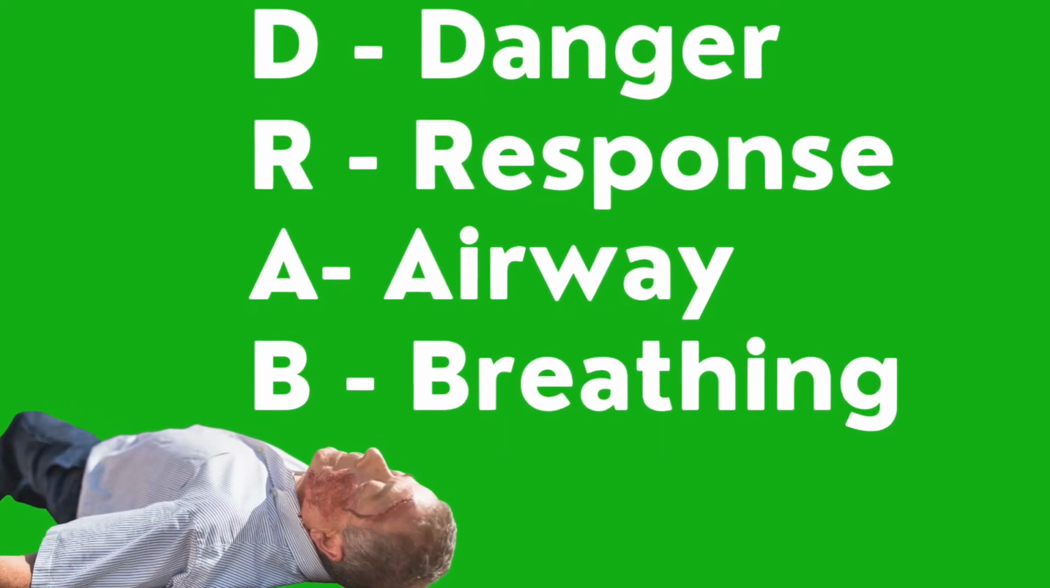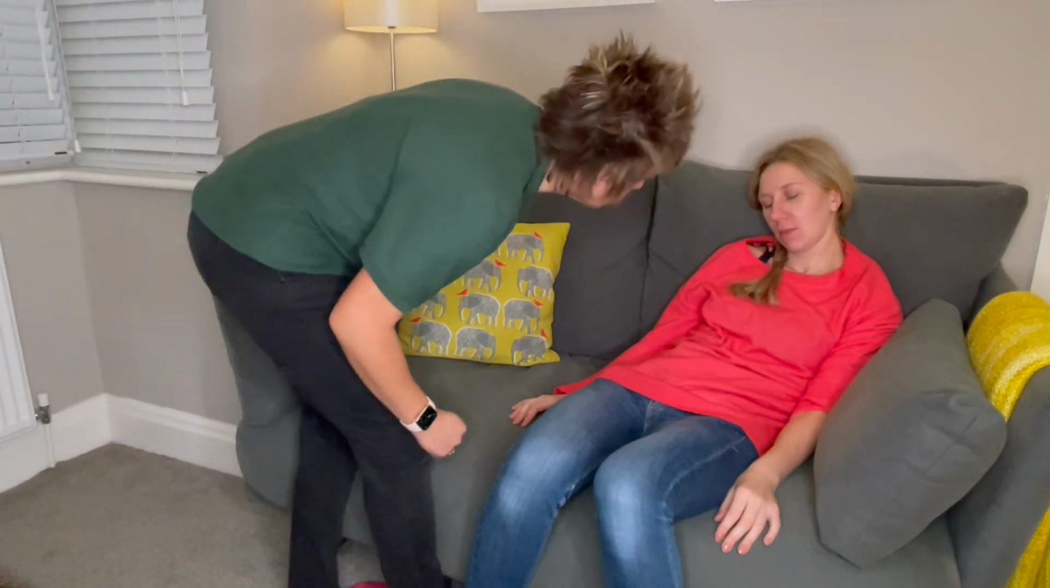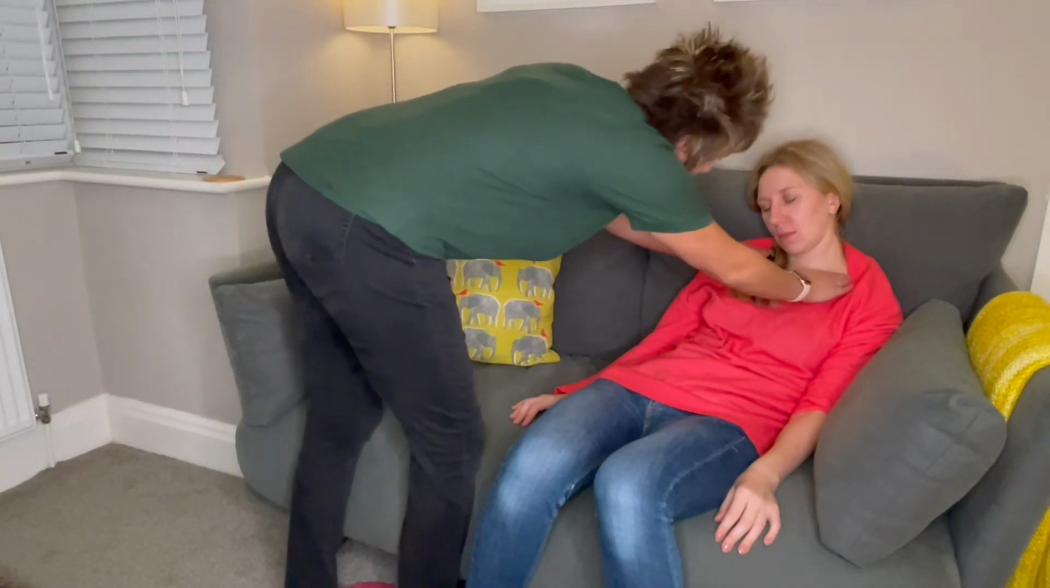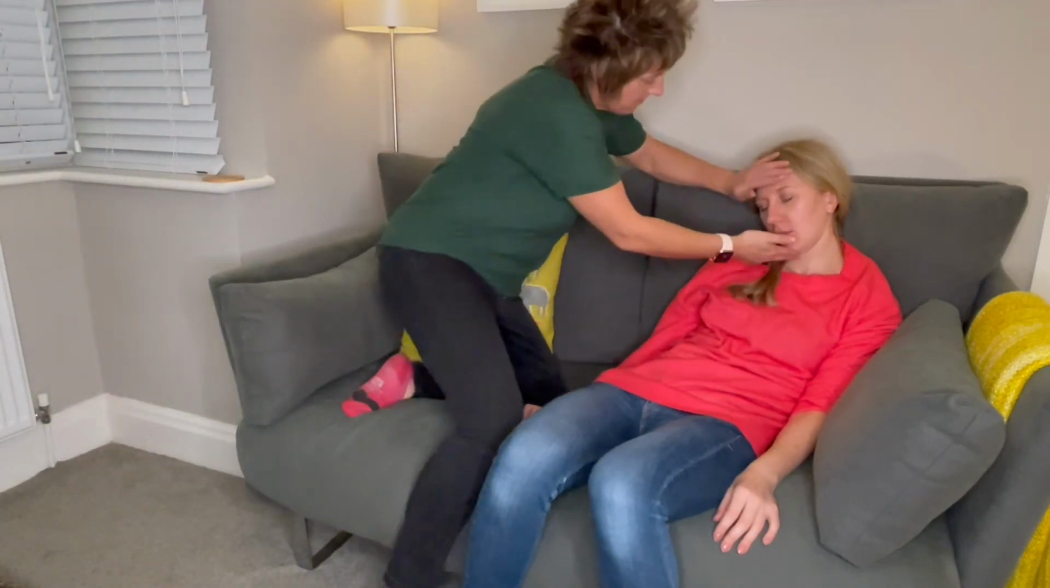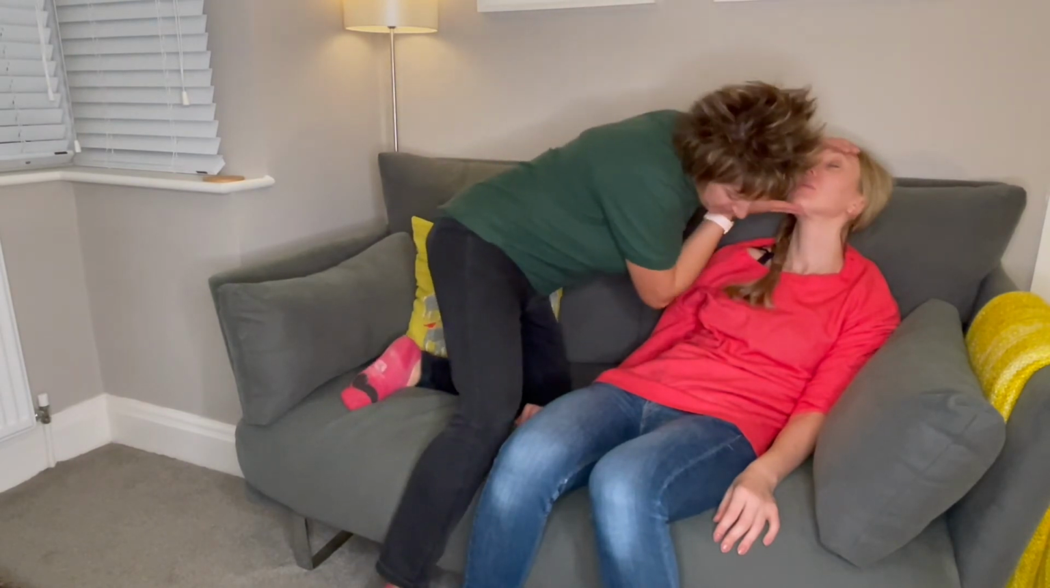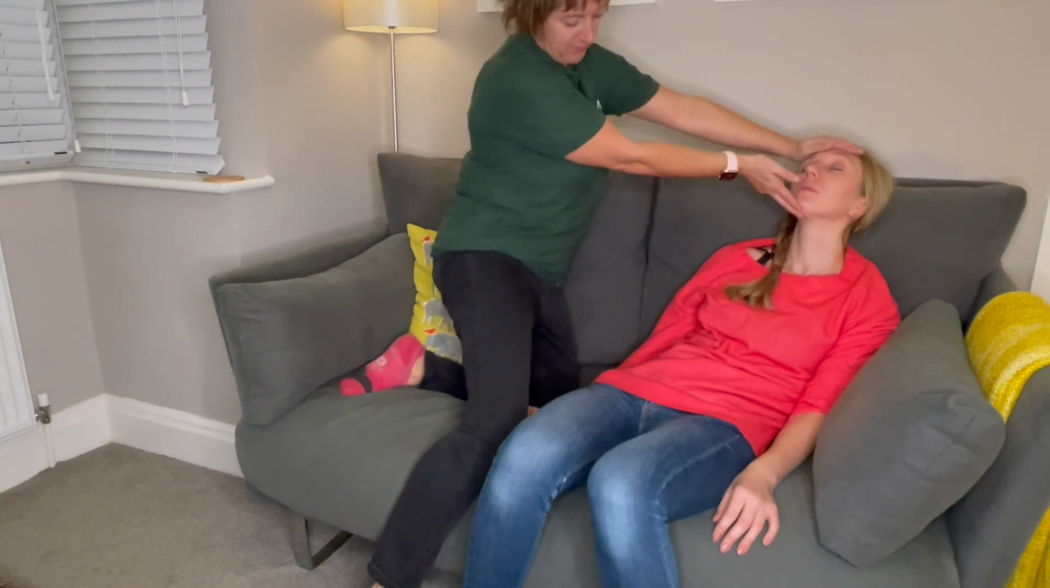Guess what? Exactly the same thing. We come in, we check the area for danger. We check for response by talking to them, give them a bit of pressure on the shoulders. We open the airway in the position they're sitting in. We don't need to get them to the floor yet. And then we look, listen and feel for normal breathing. If they are breathing, well, we can just keep the head back and maintain that open airway.